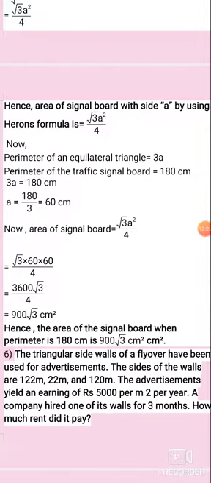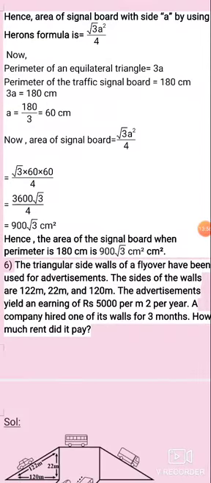Now the last question is, a triangular side wall of a flyover has been used for advertisements. The sides of the walls are 122 meter, 22 meter and 120 meter. The advertisement yields an earning of rupees 5,000 per meter square per year. A company hired one of its walls for 3 months. How much rent did it pay?